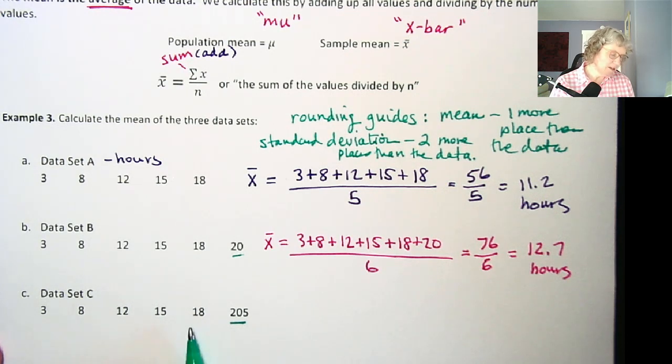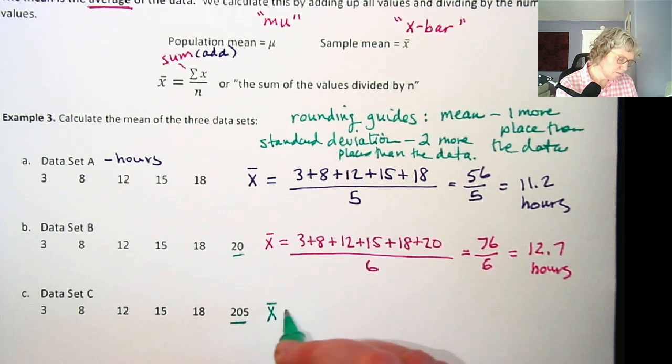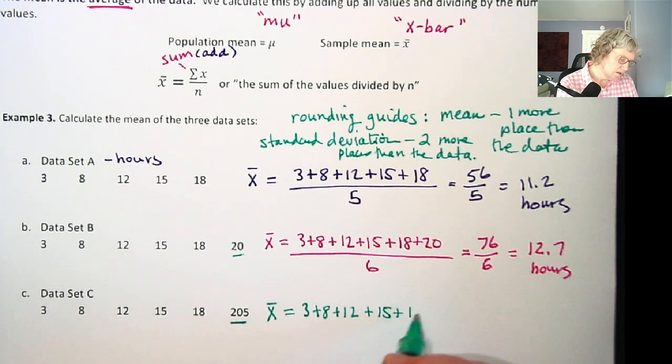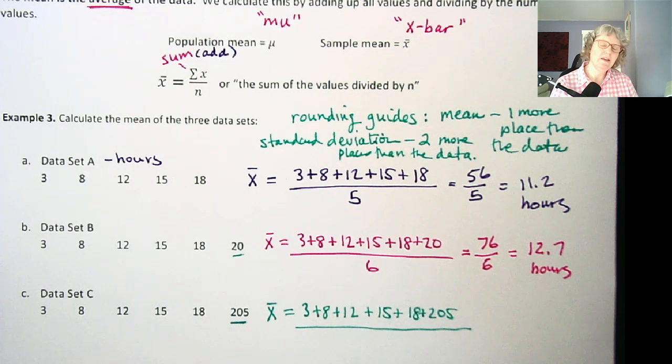Okay, so now we have data set C, and we have the same first 5 numbers, 3, 8, 12, 15, 18, but now we have a 205. So can you imagine what's going to happen to the average here? X bar is 3 plus 8 plus 12 plus 15 plus 18 plus 205. Someone watched 205 hours of TV in a week. I'm not sure if there's even that many hours in a week. I just made up that context since I didn't have it here.